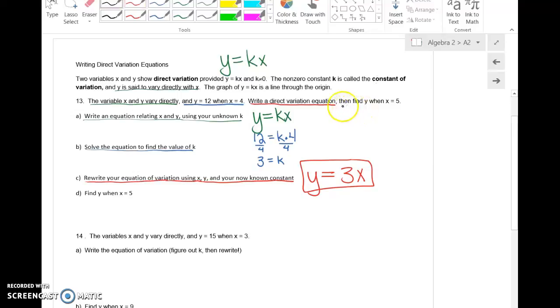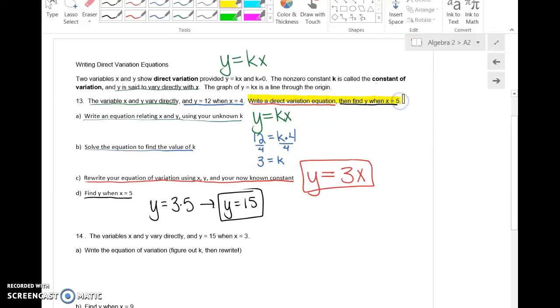Next, it says then find y when x equals 5. Find y when x equals 5. So y equals, we're using this equation, 3x, so 3 times 5, so y equals 15. When x is 5, y is 15. So your assignments will likely say, write a direct variation equation, then find y when x equals 5.